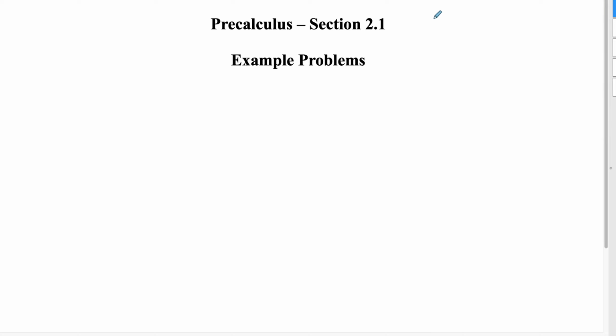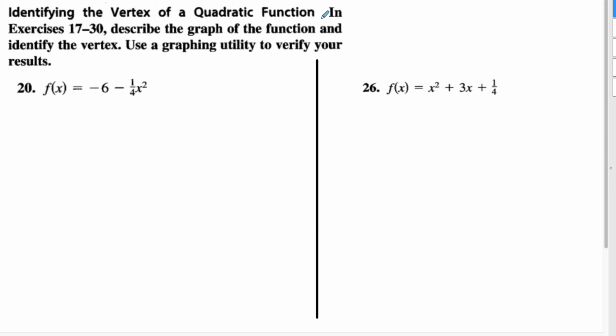So now we're going to do some example problems from section 2.1. First thing we're going to do is identify the vertex of a quadratic. So describe the graph of the function and identify the vertex. So that is a quadratic. Now if you look carefully, if you were to write this out in standard form, this would be -1/4 x squared minus 6. Please note that there is no value for b.